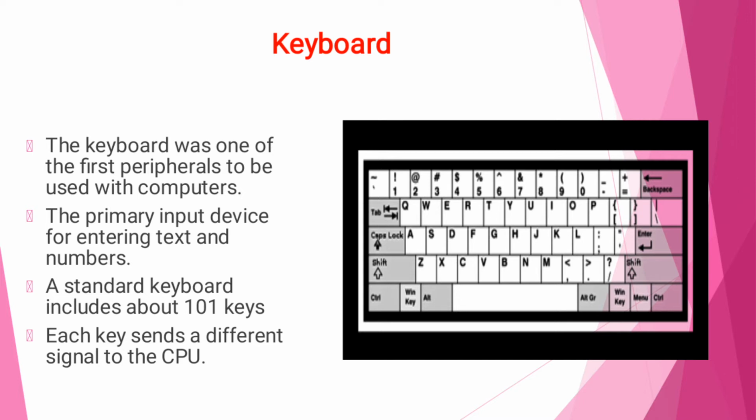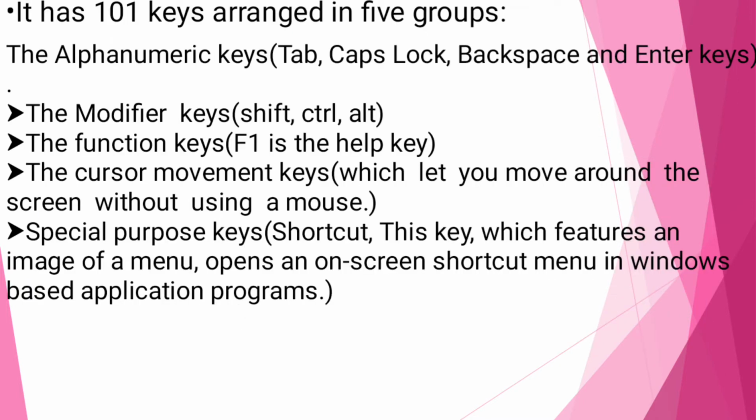The standard keyboard has some layout. It has 101 keys arranged in 5 groups: the alphanumeric keys, the modifying keys, the function keys, the cursor movement keys, and the special purpose keys. First of all, alphanumeric keys.